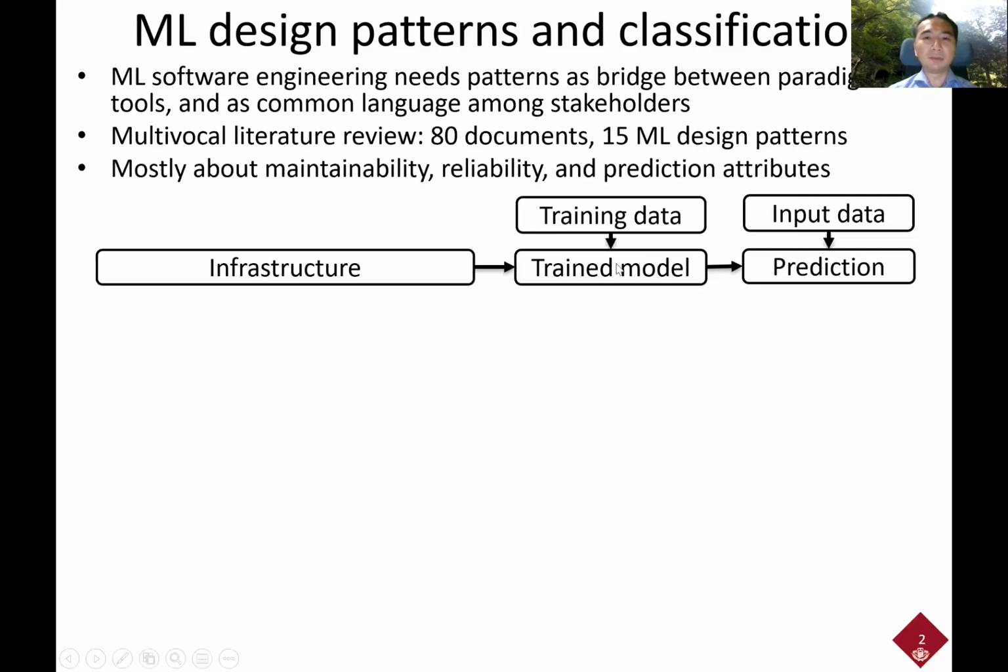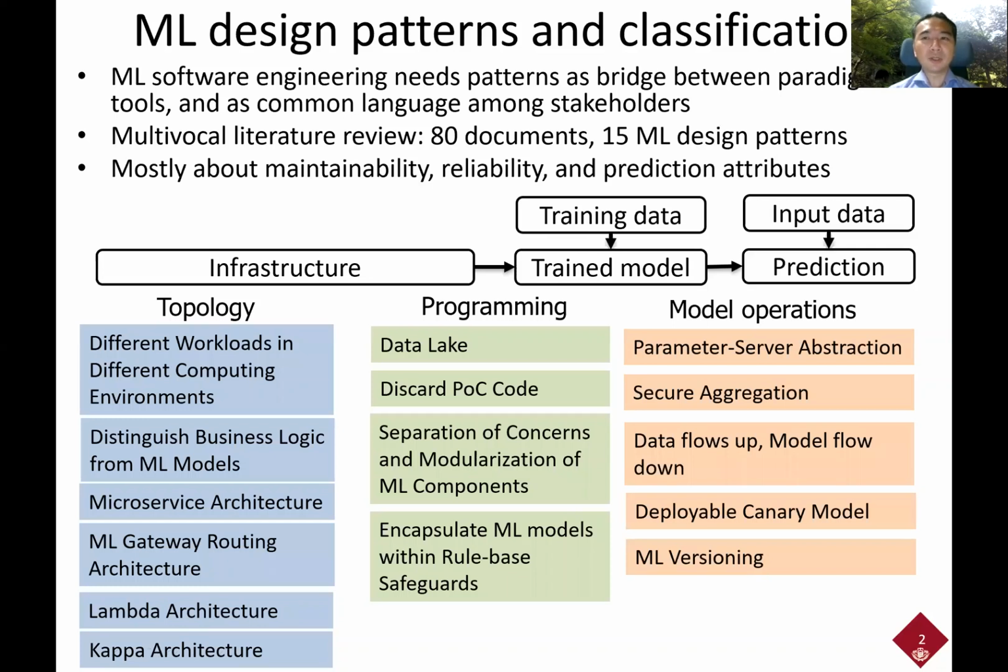Okay, so here's a very simplified structure of machine learning-based software systems. So here's the infrastructure, and here's a trained model with trained data, and here's a prediction or inference with input data. Then, based on such a structure, we successfully classified the 15 patterns into 3 groups: topology, programming, and model operation. Topology patterns address mostly design of infrastructure, while programming patterns address somewhat both infrastructure as well as models. And finally, model operation patterns focus on models.